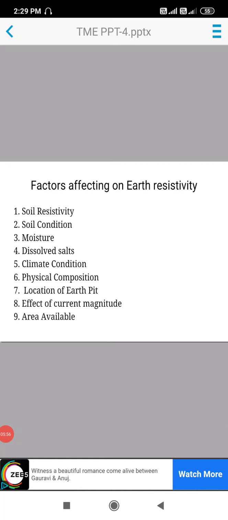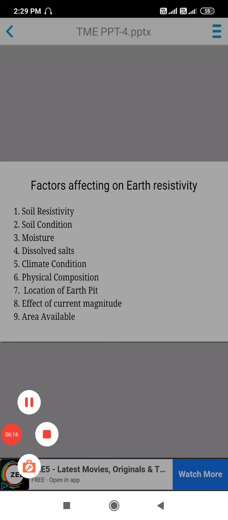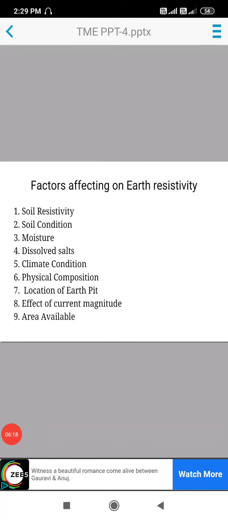The moisture in the soil reduces the earth resistance. So more moisture content in the soil means a lower earth resistance. So we have to increase the moisture content in the soil. We have to add water to the soil. The next one is dissolved salts.